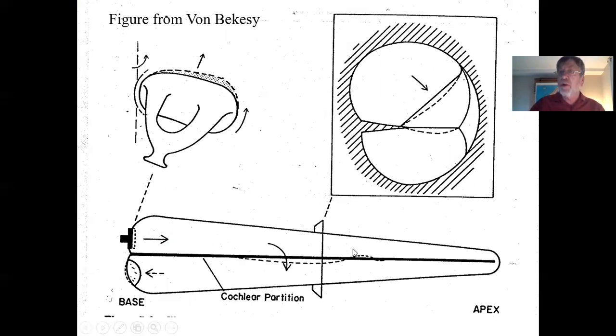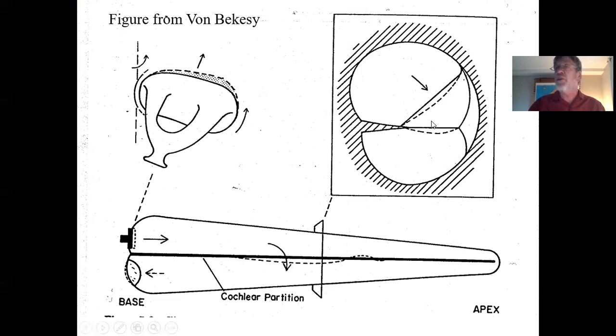And that pressure buildup is going to have to bend something in order for the fluid to move. Something's got to give, because this area here is wider than this area here. And what's going to give is the membranous portion of the cochlea. The membranous labyrinth of the cochlea is the scala media. Reissner's membrane, basilar membrane. Bony labyrinth, membranous labyrinth.